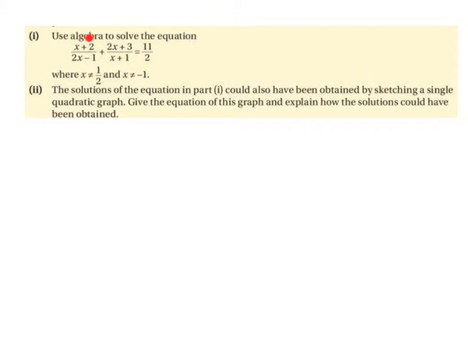Part 1. Use algebra to solve the equation (x + 2)/(2x - 1) + (2x + 3)/(x + 1) = 11/2, where x cannot equal a half and x cannot equal minus 1. Part 2. The solutions of the equation in Part 1 could also have been obtained by sketching a single quadratic graph. Give the equation of this graph and explain how the solutions could have been obtained.